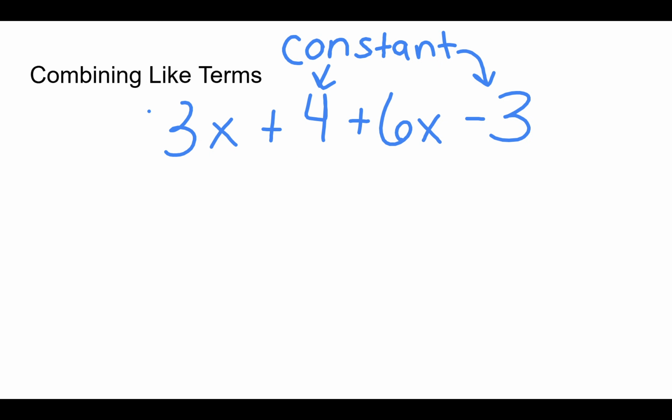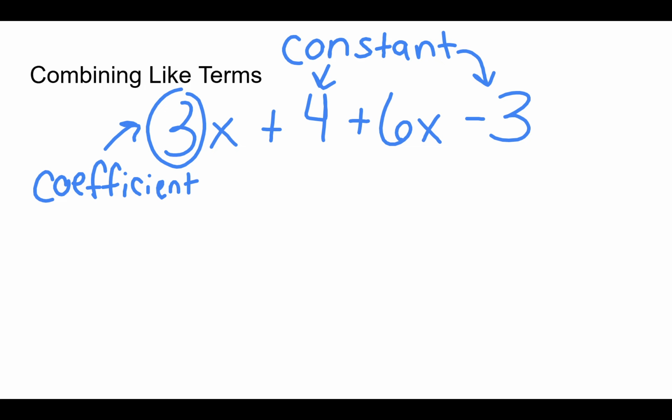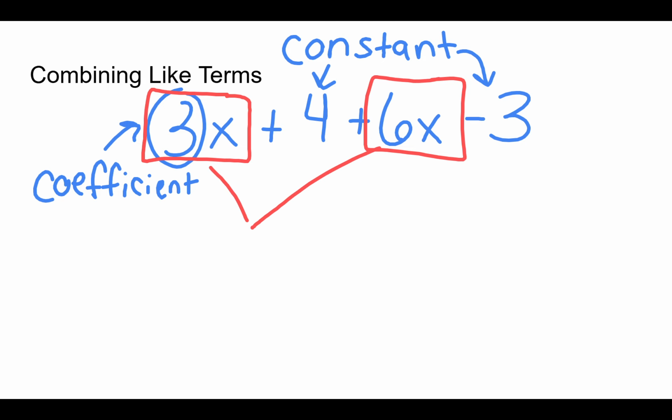Okay? The number next to a variable, what's that called? That's a coefficient. Nice. Okay, so we are just remembering what those are called. Okay, now let's talk about like terms. I see some like terms here, do you? I see 3x and I see 6x. Those are like terms because they both have an x next to them. And only an x. It's not x squared. It's not x to the third power. It's just x. So we have like terms.